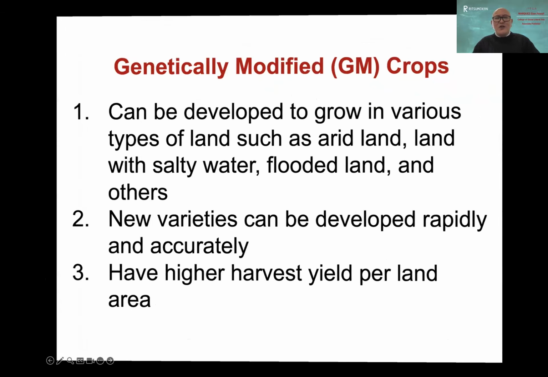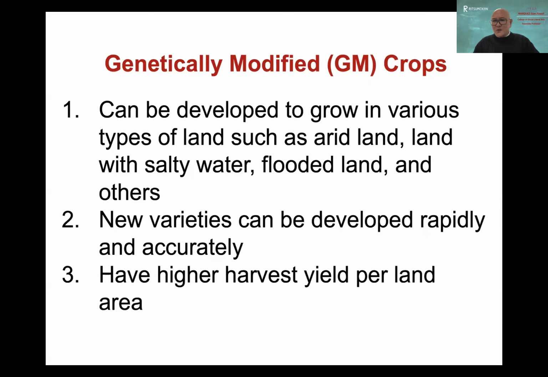So genetically modified crops can be developed to grow in various types of land, such as arid land, land with salty water, flooded land, and others that are now a reality because of climate change. New varieties can be developed rapidly and accurately and have higher harvest yield per land area. And also, we can design them to be nutritionally enriched, depending on what nutrition we are targeting.